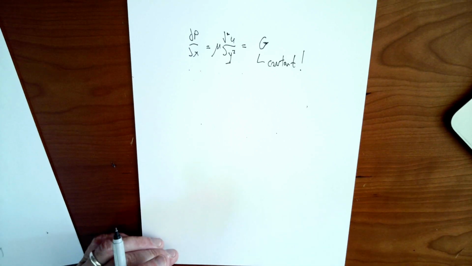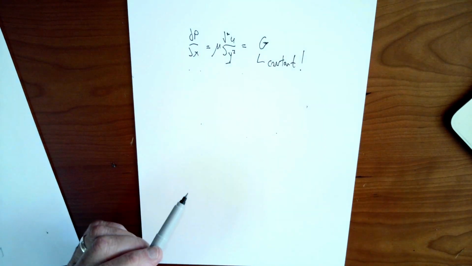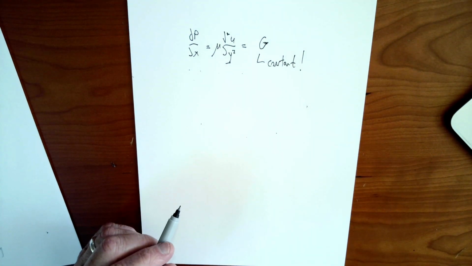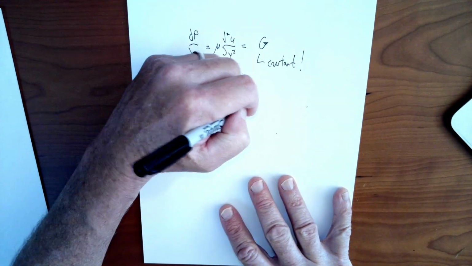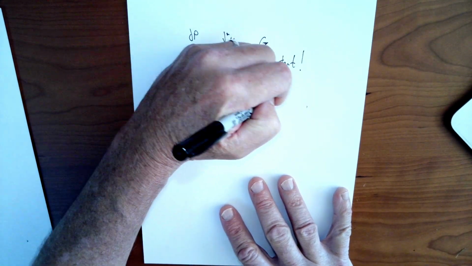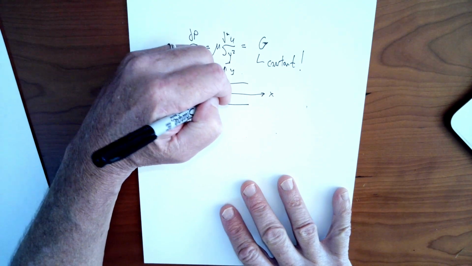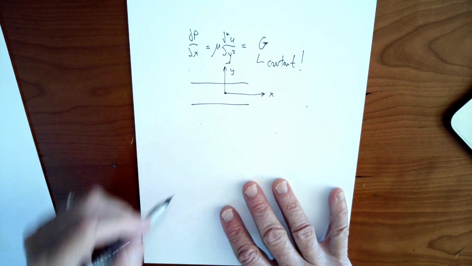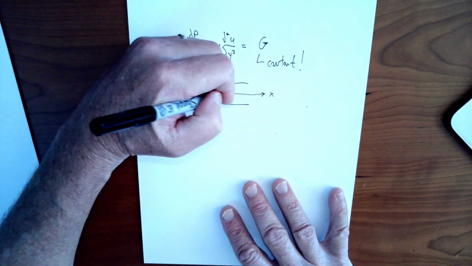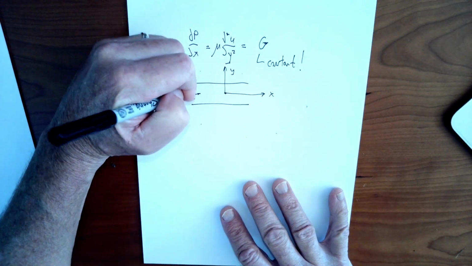Because these two things each equal the same constant, we can now solve this flow completely. So we're trying to solve for flow between these two plates. We've got x in that direction, y in this direction. We've put the center of the coordinates in the midplane of the flow. So this is the flow coming this way.